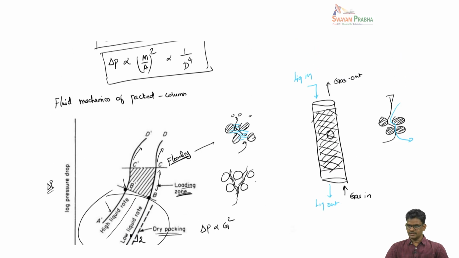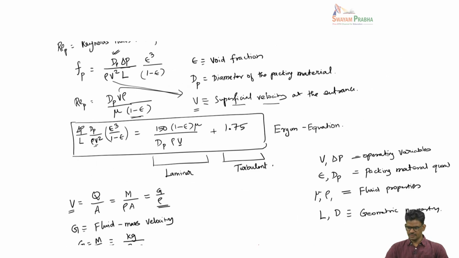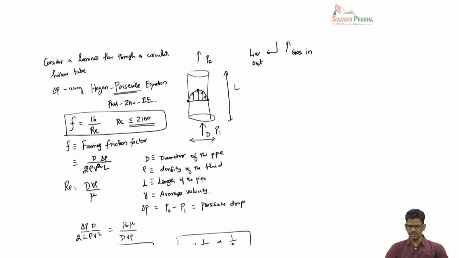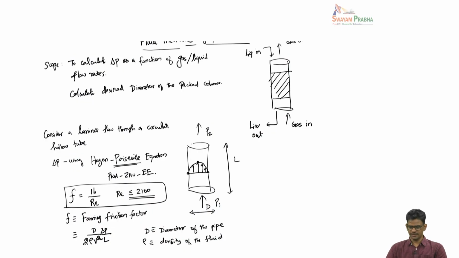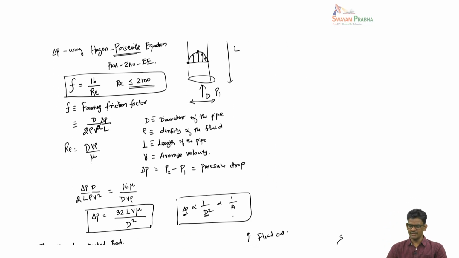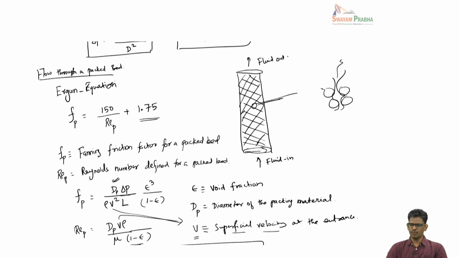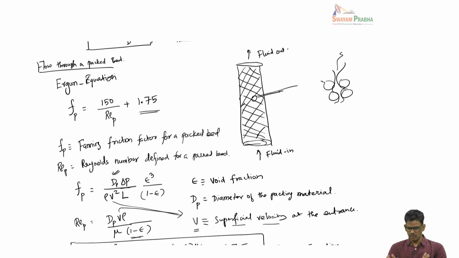So let's just summarize what we have done so far. We are basically interested in the pressure drop calculation for a packed bed in which two fluids are flowing. Before that, we looked at the calculation of delta P for a single fluid flowing through a hollow tube under laminar condition, which is very well studied through the Hagen-Poiseuille equation. And we know how delta P depends on the diameter or area of the pipe. Then we moved on to a more complicated situation where the tube is not hollow, but packed with a bed of materials.